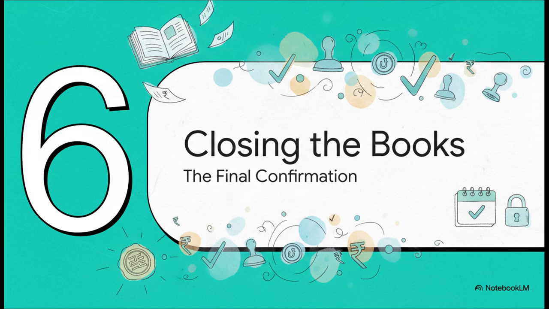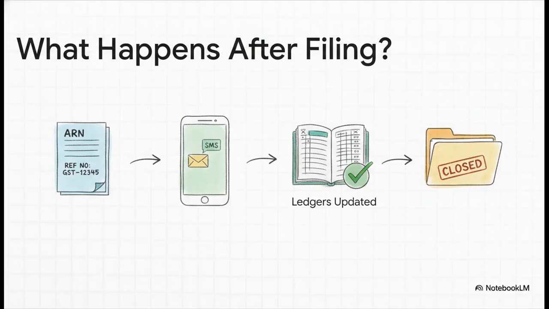So, you've met all the preconditions, you've filed accurately, you've filed on time. Phew. Let's look at what happens right after you submit, as you finally close the books for good. The moment you successfully file, a few things happen almost instantly. You'll get what's called an application reference number, or ARN. That's your proof. You'll get a confirmation by SMS and email. On the back end, the system updates your cash and credit ledgers to reflect your final payment. And then, the best part, your GST account is now officially, finally, and permanently closed.